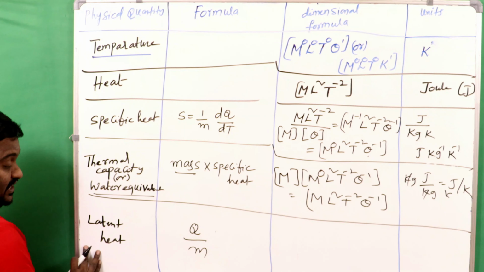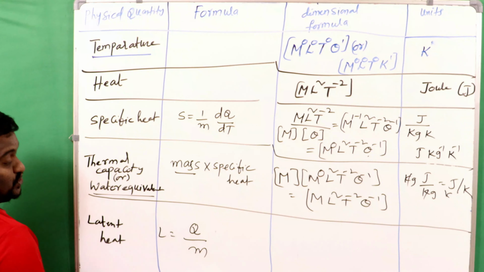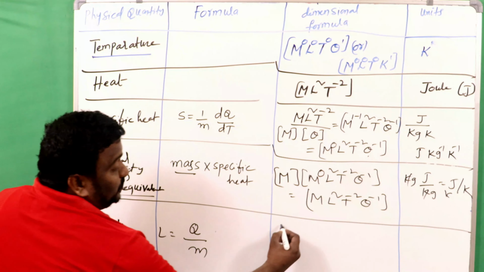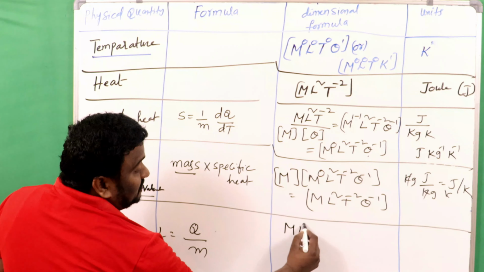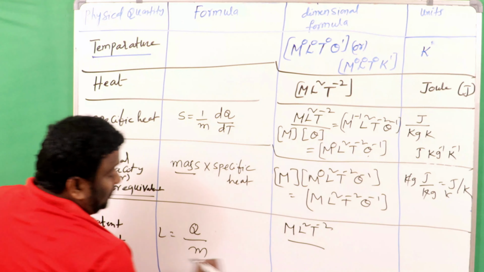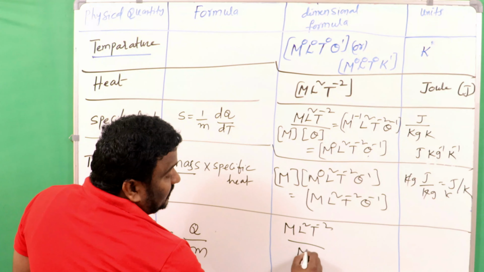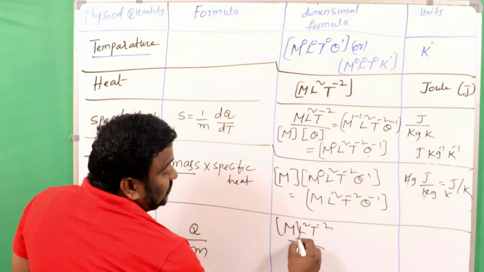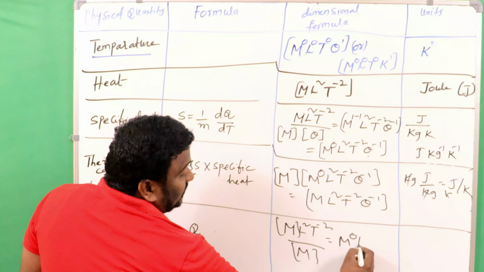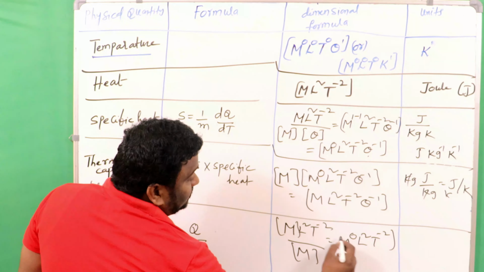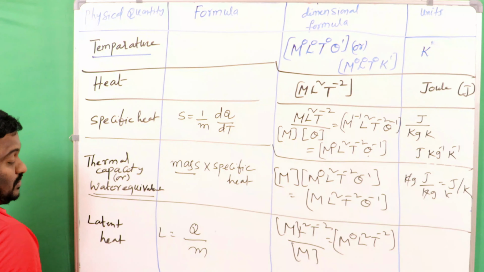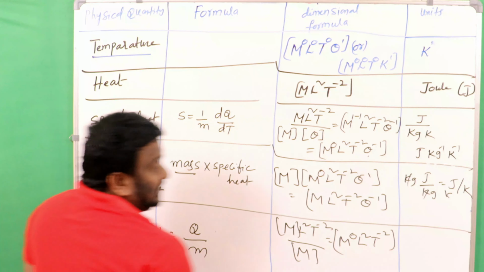What is the latent heat formula? L equals Q by M. What is Q? Energy. What is M? Mass. Energy is M L square T inverse 2, divided by mass capital M. So here we get M to the power of 0, L square T inverse 2. That is the dimensional formula of latent heat. And its unit is what?